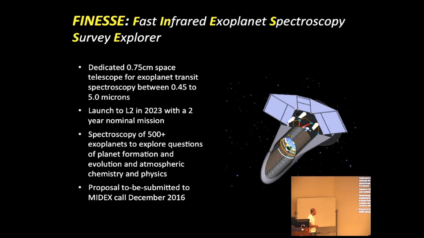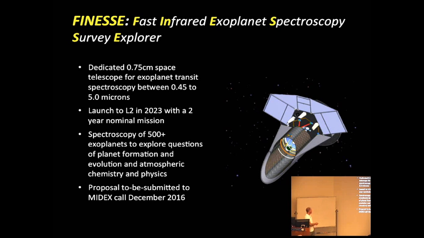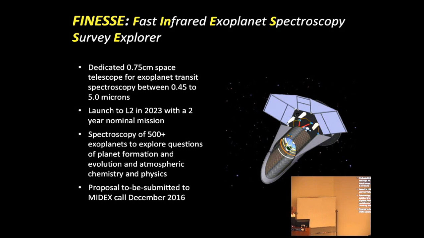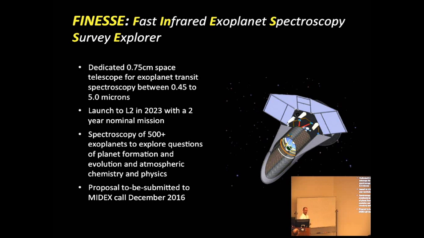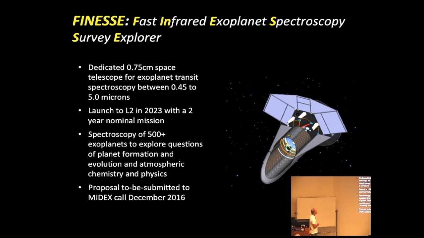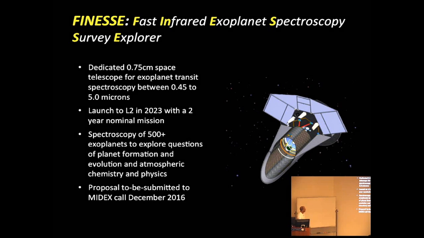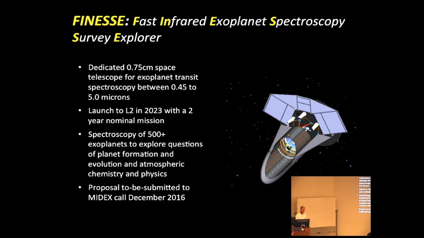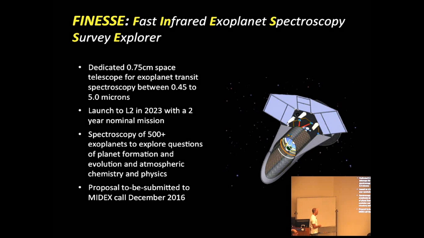So this is an old picture of the FINESSE concept. The current concept is described here: a dedicated 75, that's not 0.75 centimeters, it's 75 centimeters, micro telescope. We're really doing this on a budget. Yeah, exactly. A 75 centimeter space telescope dedicated just for transit spectroscopy, with a spectrometer where in a single shot you get 0.5 to 5 microns. And that's in contrast to JWST, where you'll have to put together your spectrum over a wide wavelength range with multiple observations.